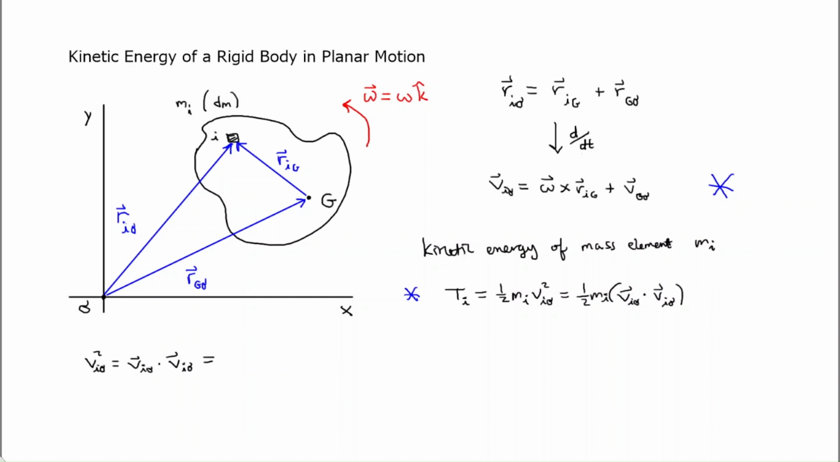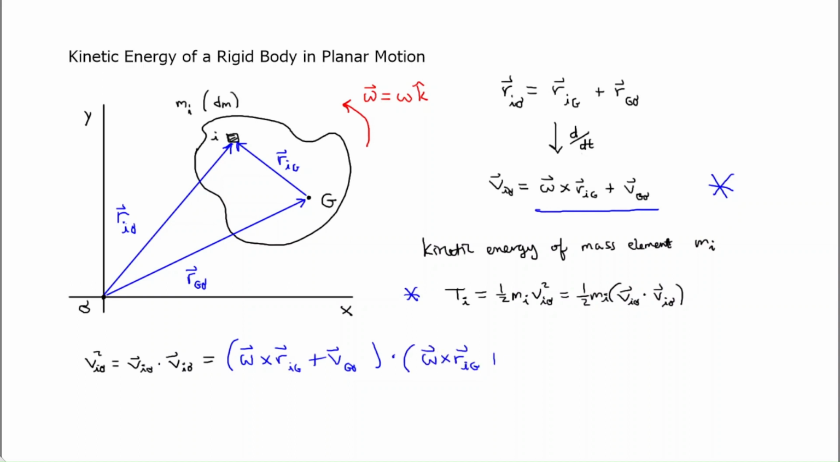And the way we're going to do this V squared is by taking the dot product of the vector V sub IO with itself. That is, we're going to take a dot product of those two terms with each other. And after we do that, we'll fill that back into the kinetic energy equation. So I've got that prepared down here. So imagine taking omega cross R sub IG plus V sub GO dotted with itself.